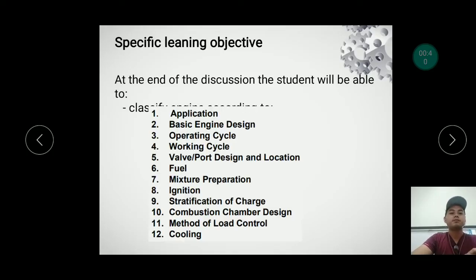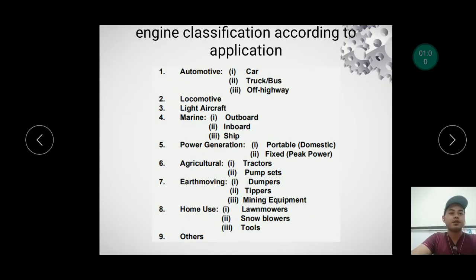Okay, so here are the different applications and the learning objectives that we will learn from our topic today. So let's continue. We will discuss it more. Okay, so the engine classification according to application.